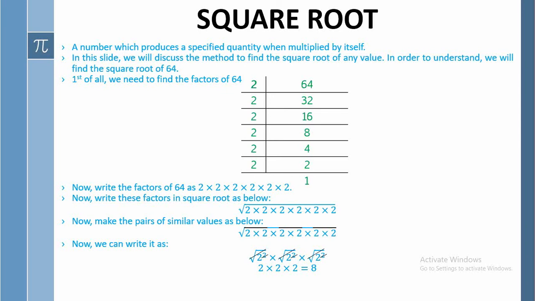But this example shows you only the perfect square of any value. Now we are moving towards a value that is not a perfect square, and then how can we solve it? We will learn it in the next slide.